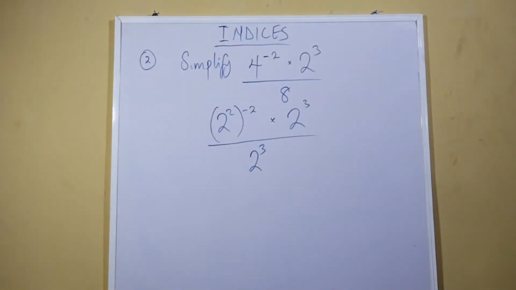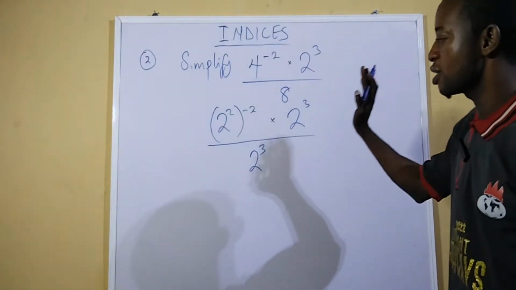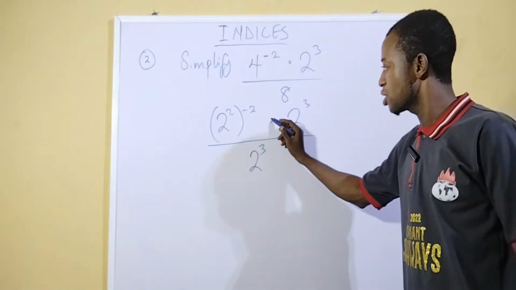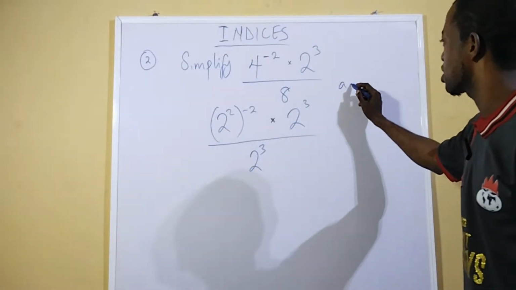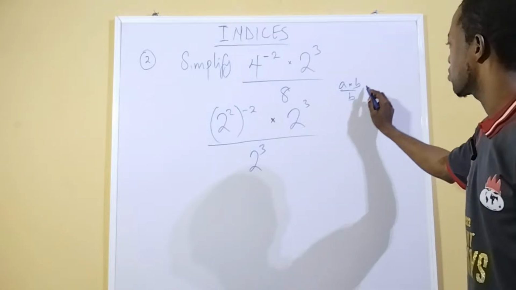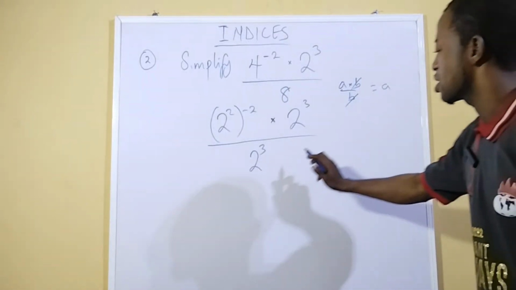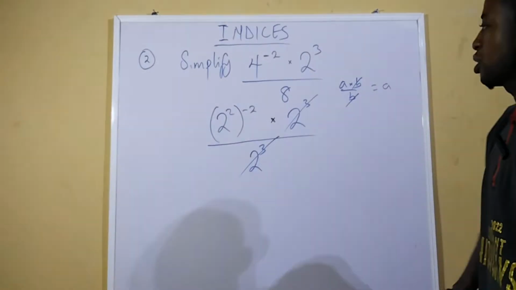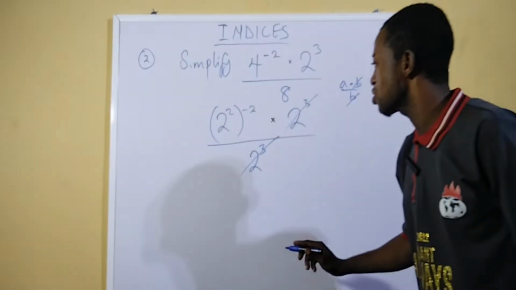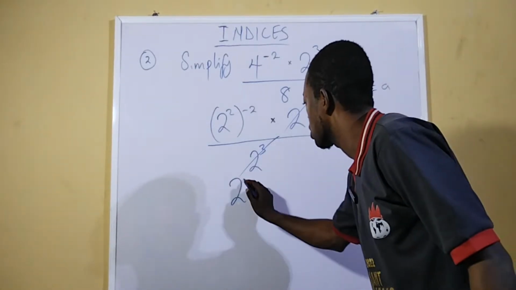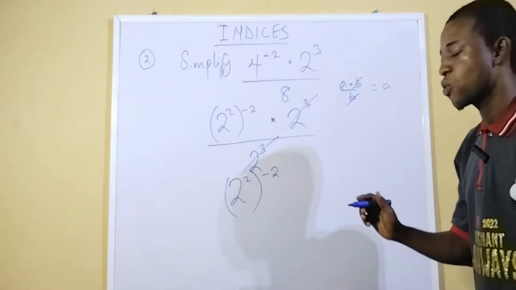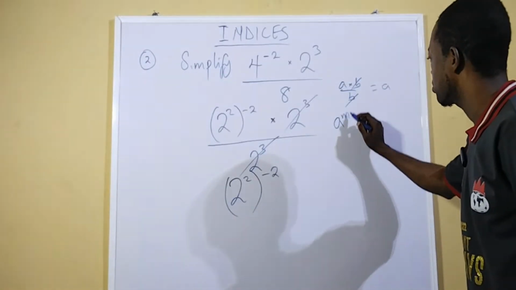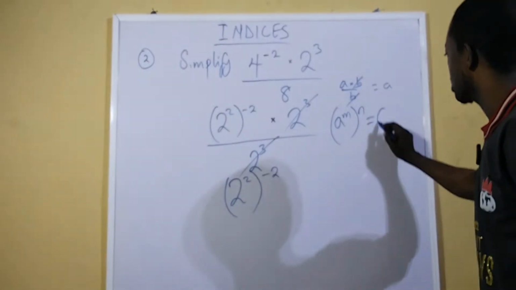Now, when you look at this, our work is easier here. Why? Because this is multiplication and this is division. Just like when we have A times B over B, we can say that B cancels B and we have A left. So we can say 2 raised to power 3 cancels 2 raised to power 3. And we just have 2 raised to power 2, then all raised to power minus 2 left. And don't forget that there's a law that says A raised to power m raised to power n is the same thing as A raised to power mn.